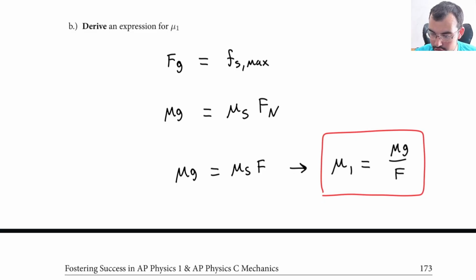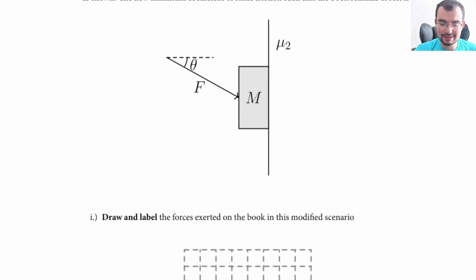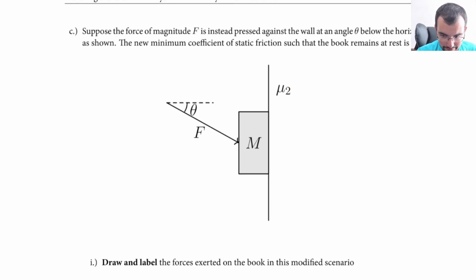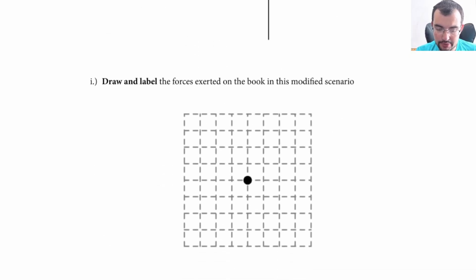And now we got a tricky one where instead I'm actually pushing down and in with that same force F. So draw and label the forces. So what does not change? Literally just this. Now we're pushing with the same force, but we're going down and into the wall. But it is still balanced.